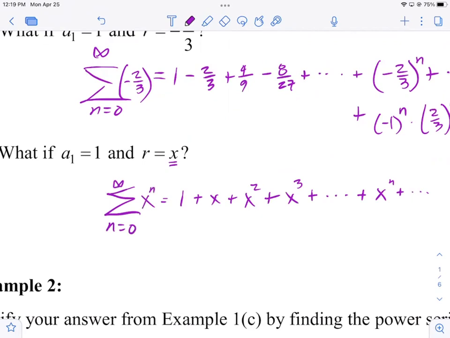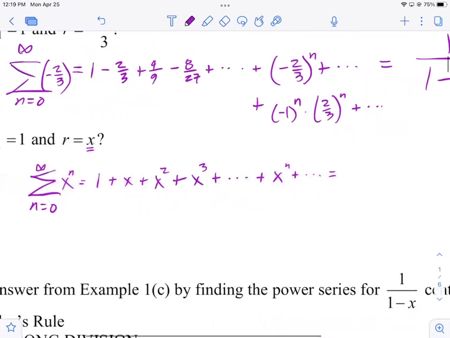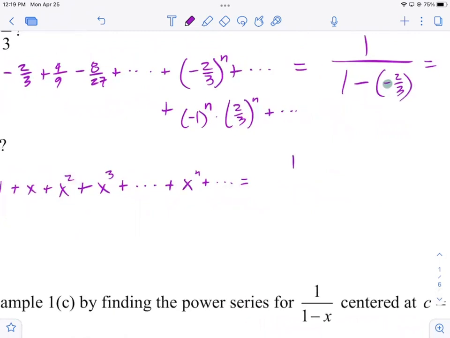Now that is a pretty easy looking power series to memorize, isn't it? 1 plus X plus X squared. It doesn't alternate. And there's no factorials. It's just like a polynomial that's being built up a term at a time. Well, if this converges, there's another way to write it. What would the sum be? Well, it would be the first term all over 1 minus the ratio, which is X.